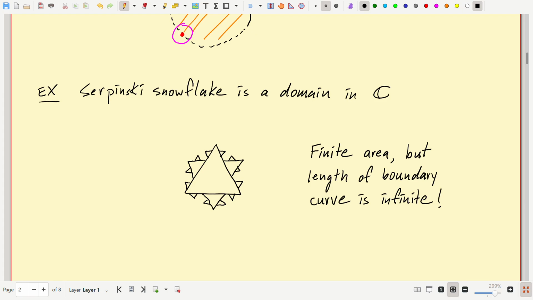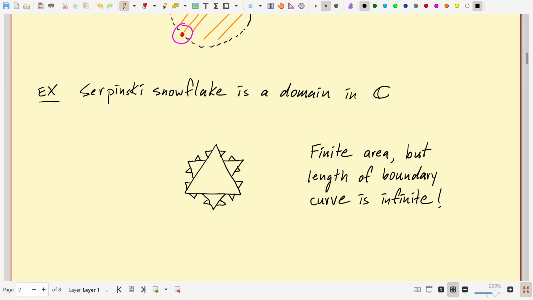you can let the boundary, the perimeter, go to infinity if possible. And in this case, the perimeter is infinite. Anyway, we're going to prove something.